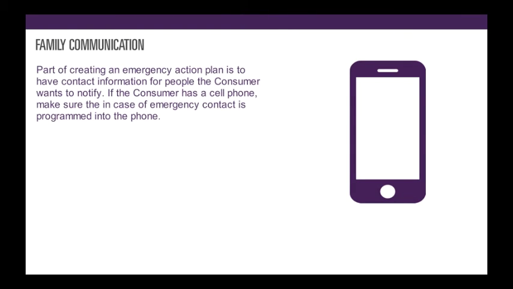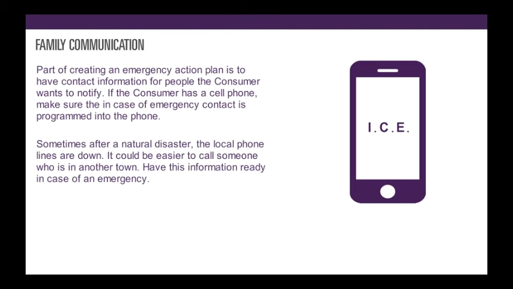After a fire or natural disaster, the consumer's family or friends will want to make sure the consumer is safe. Part of creating an emergency action plan is to have contact information for people the consumer wants to notify. If the consumer has a cell phone, make sure the in case of emergency contact, also known as ICE, is programmed into the phone. Sometimes after a natural disaster, the local phone lines are down. It could be easier to call someone who is in another town. Have this information ready in case of an emergency.